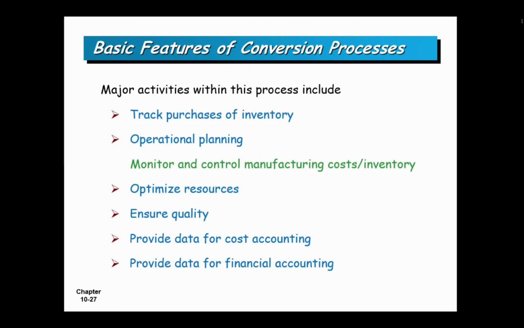So the conversion process starts with you want to track your inventories, the purchase thereof. You want to plan your operations. Make sure you have systems that will control your manufacturing costs and optimize all of your resources. If you're an accounting firm, you want to make sure you're optimized in terms of your staff. Ensures quality. Provides data both for cost accounting and financial accounting.